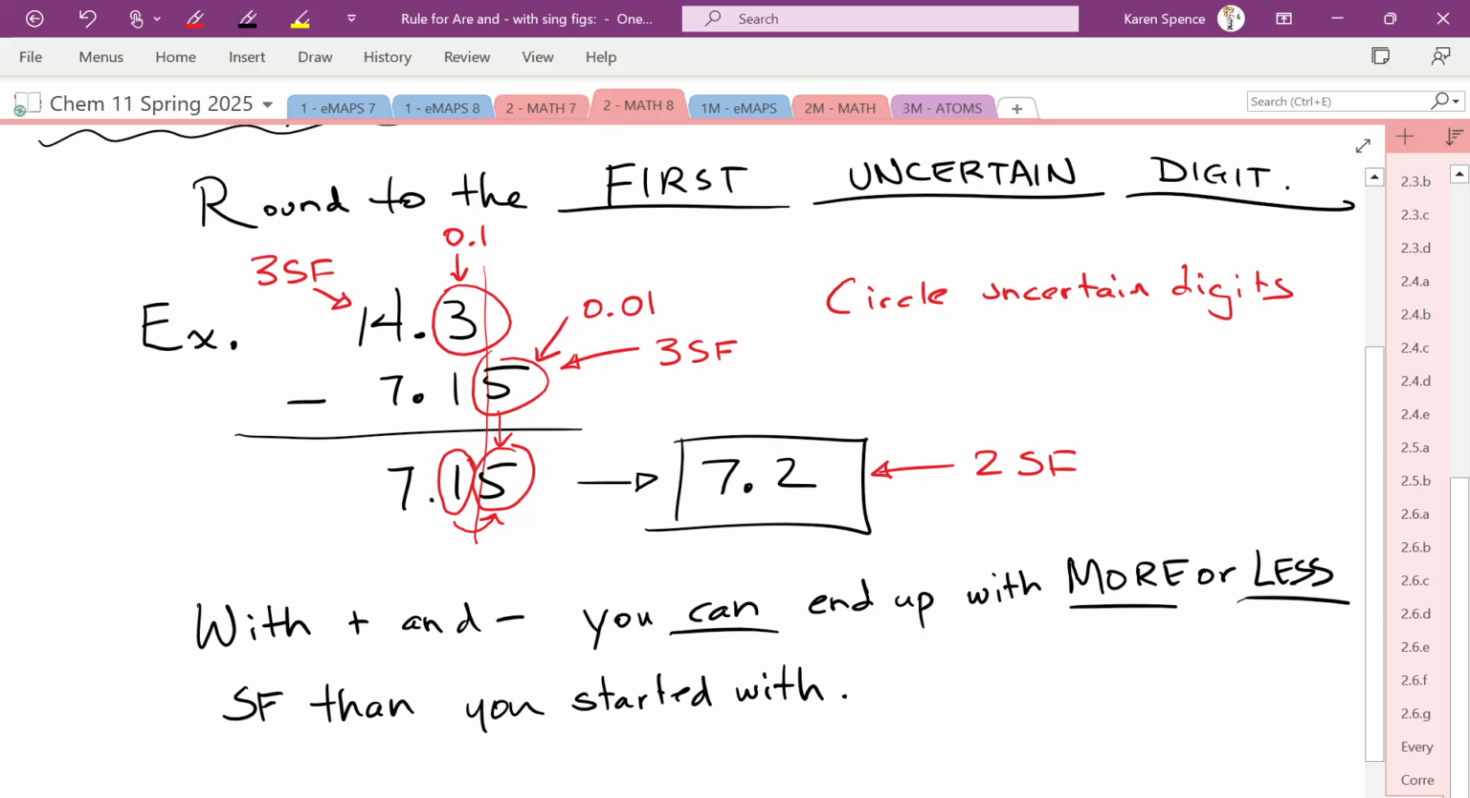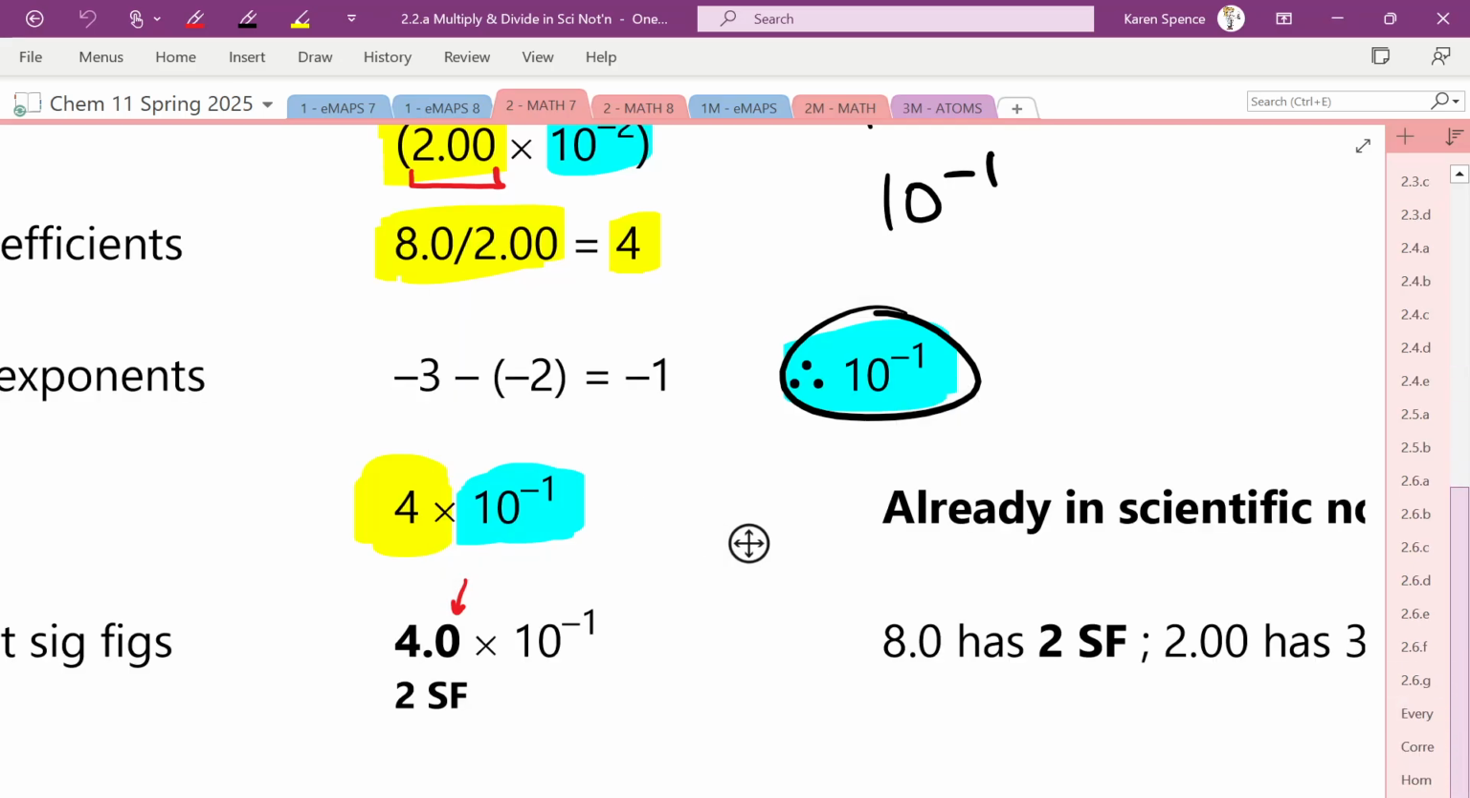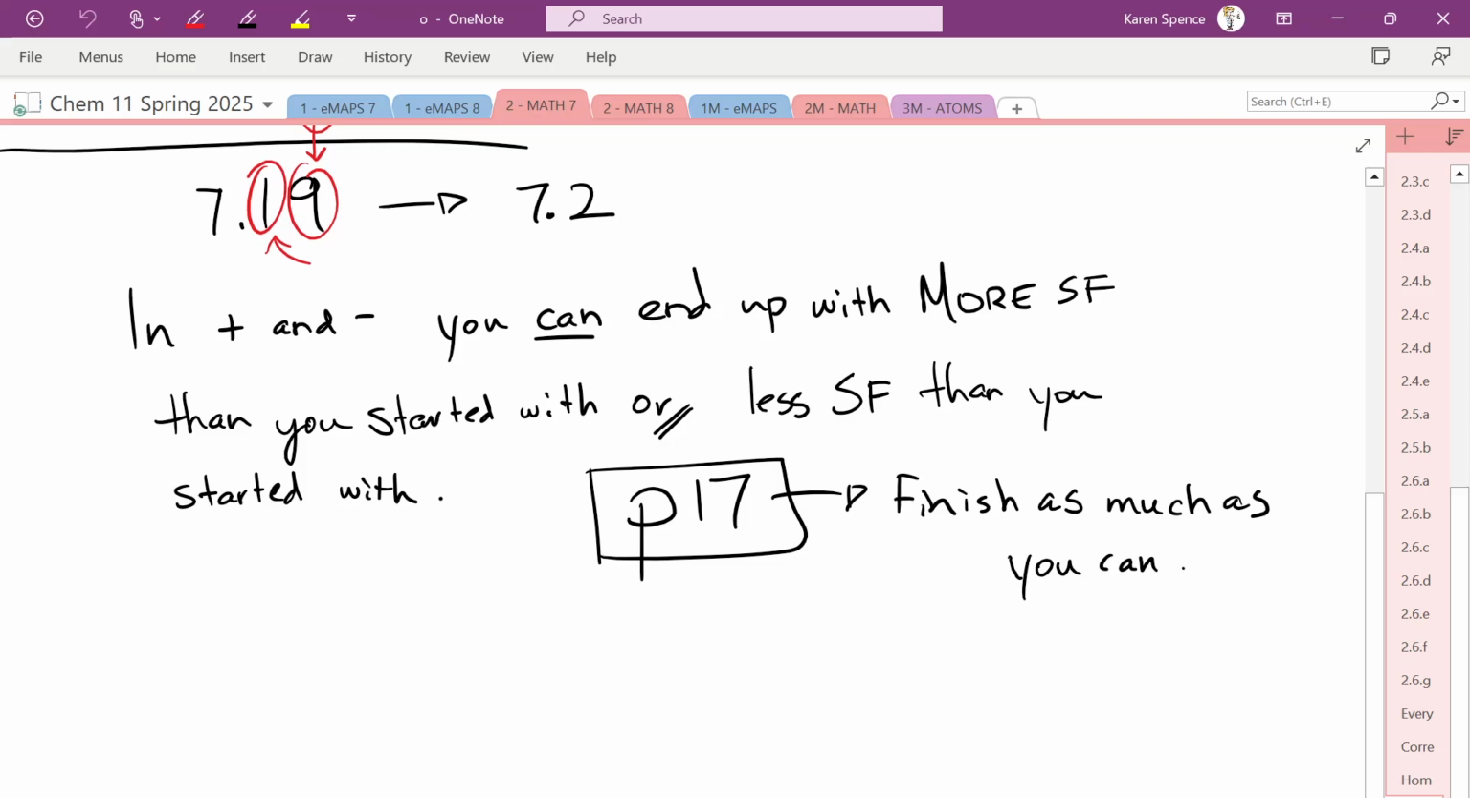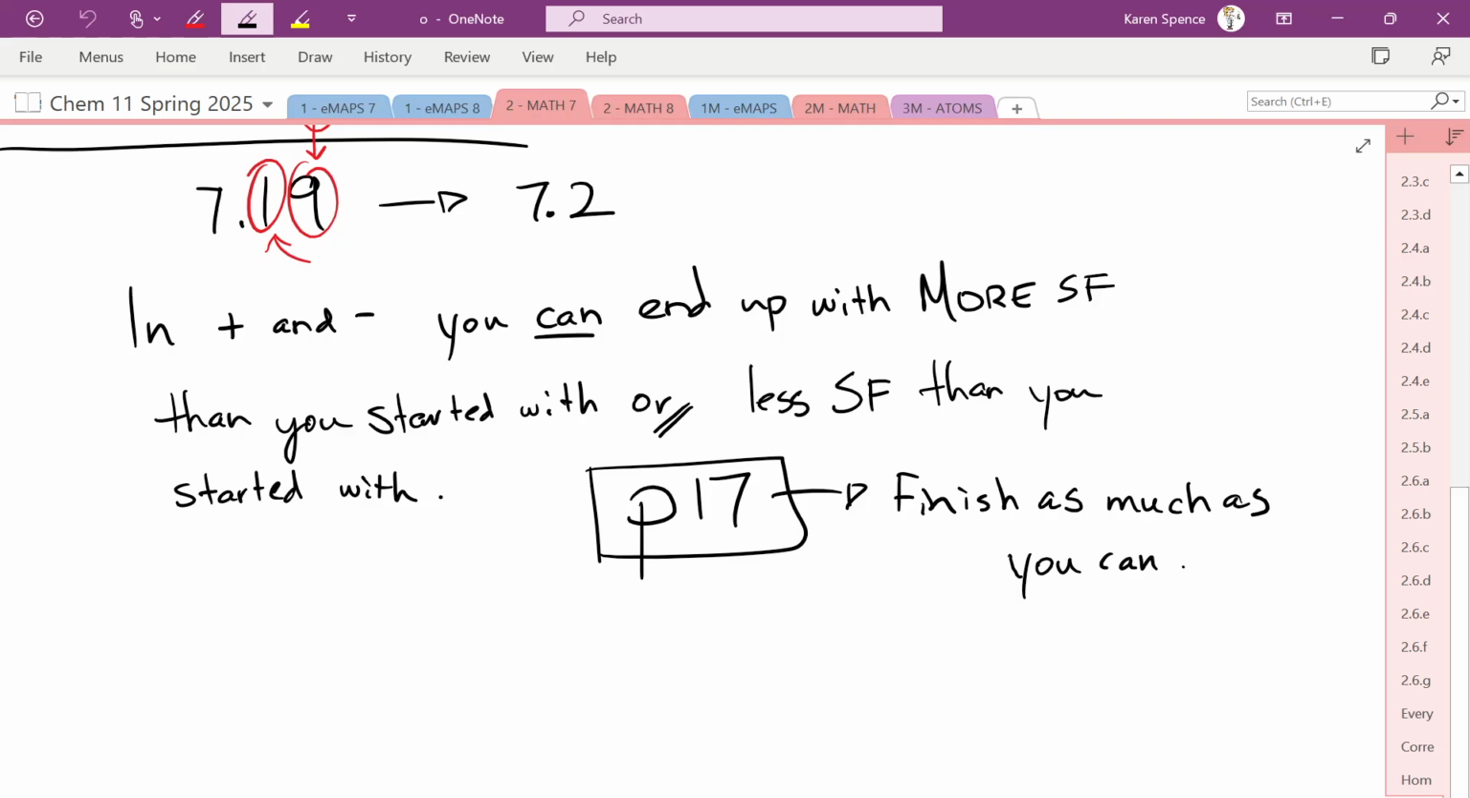And let's see, did I give any other examples in my other block? Let me just check. Nope. So for now, you're going to go to page 17. I assigned numbers 1 through 3 for homework, but if you didn't do them, now is going to be your chance. You're going to finish as much as you can of page 17. I'm going to come around and check on you and see how you're doing with it. If you have confusion about it, now is a perfect time to ask.